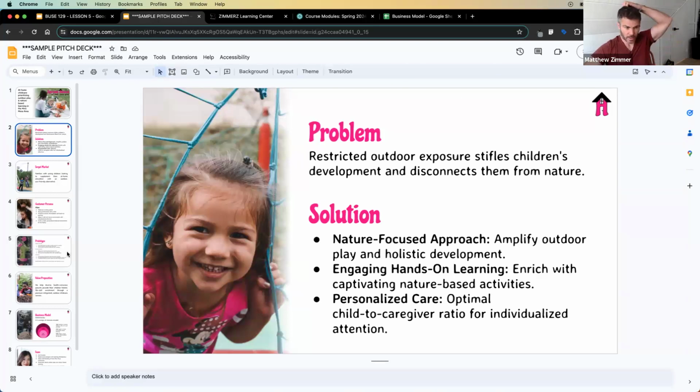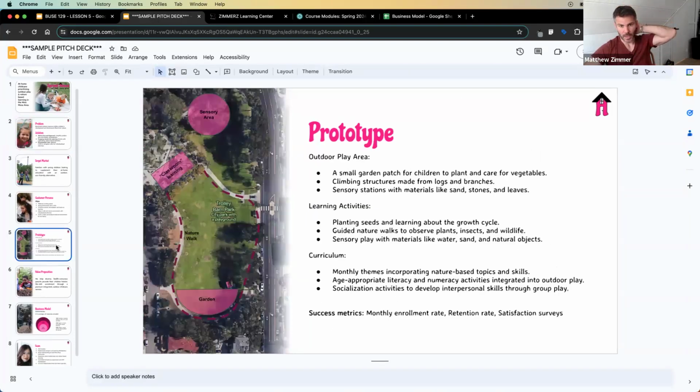So let's talk about the slide that we're going to put together today and why we're going to put it together. The slide we're going to put together today is a prototype slide, but to me it's kind of a bit of a market validation slide. The prototype depends on where you're at in your business.